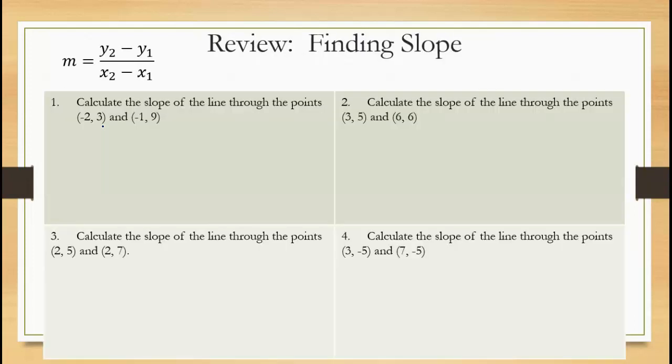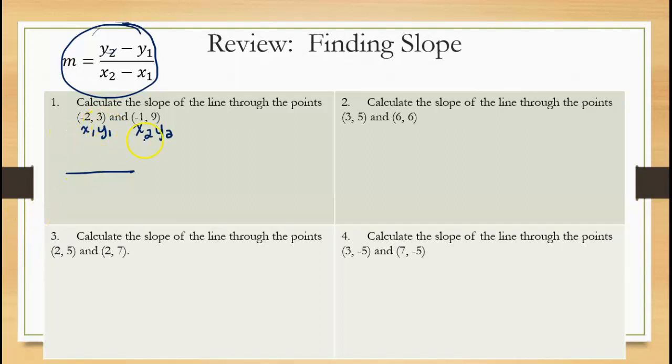We're going to start off with some review on finding slope. Remember that you can find slope by using this formula right here, y2 minus y1 over x2 minus x1. To start each one of these, you're going to want to start by labeling your x1 and your y1 and your x2 and your y2, and then substitute right into the equation. Go ahead and pause the video and try these on your own right now.